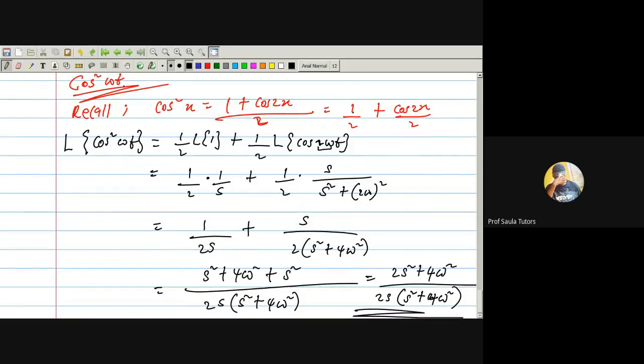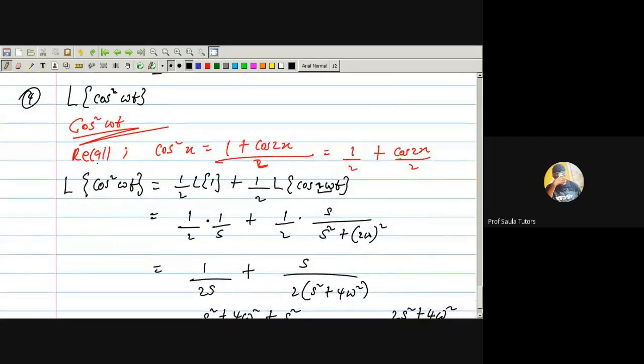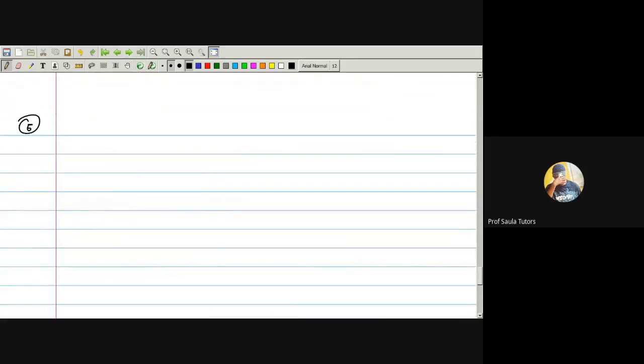Another question. Question 5. Hello, hope you are following closely. Yes, sir. So we want to find the Laplace transform of exponential 2t sin t. Exponential 2t sin t. How do I get it?